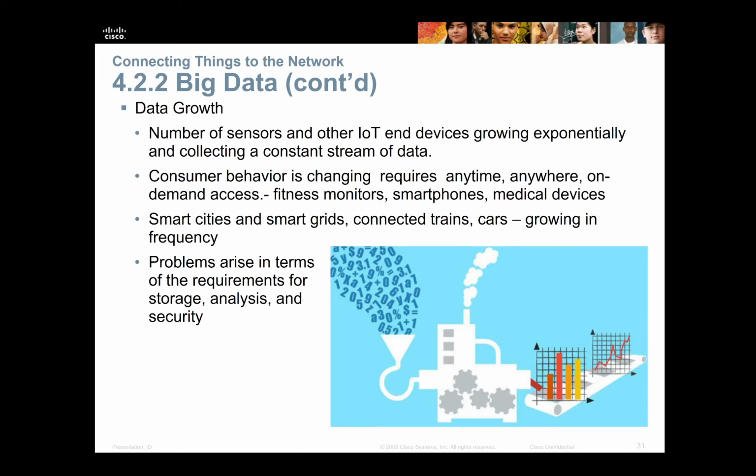A word about big data. 10 years ago, big data was a big thing, but now we just try to go with that one. So data growth, the amount of data is still growing 1.5 times every 1 year. So in 2 years, it more than doubles.